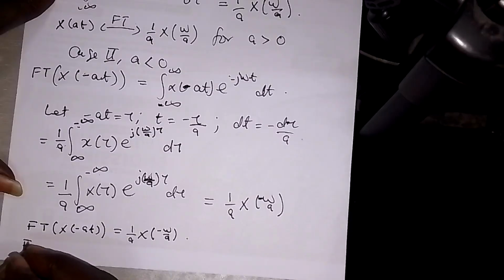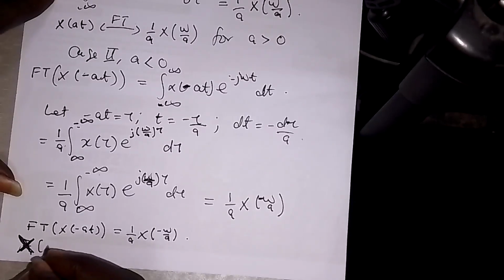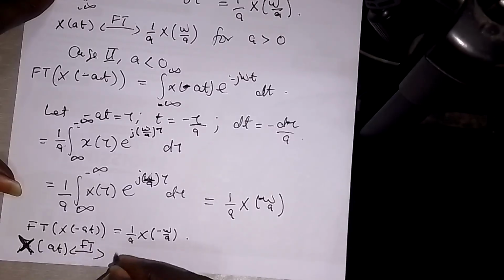So if we take everything, both case 1 and case 2, what we have is that the Fourier transform of x of a t gives 1 over mod a, where a can be positive or negative, into x of omega over a. So it is proven by this.